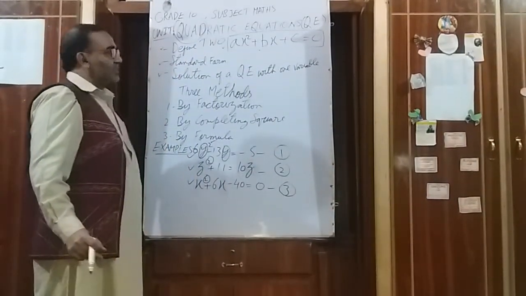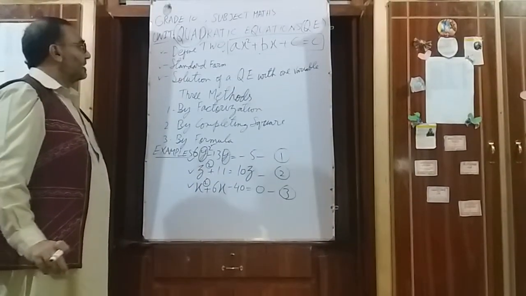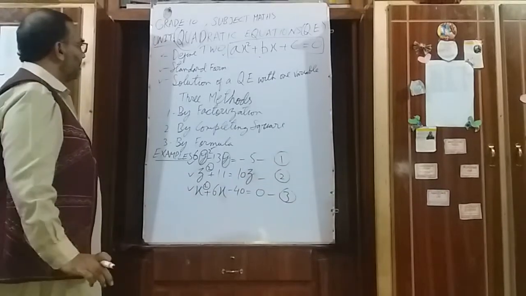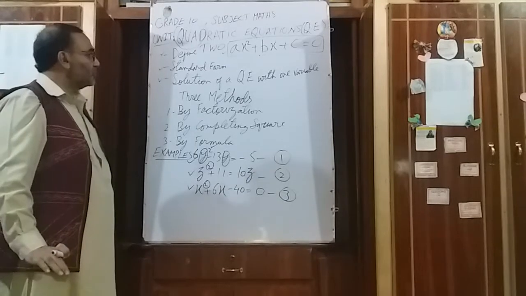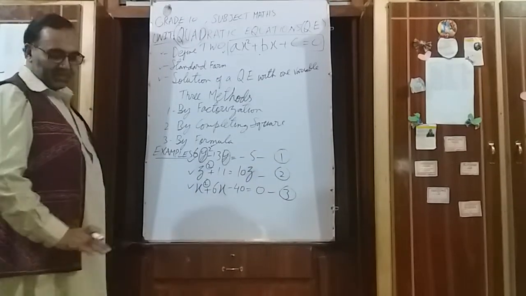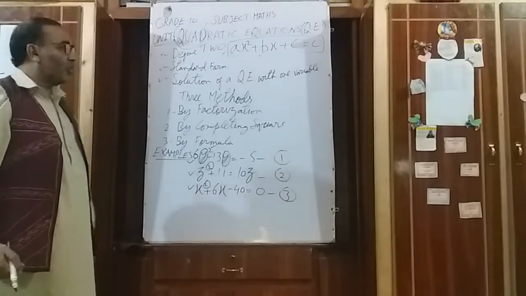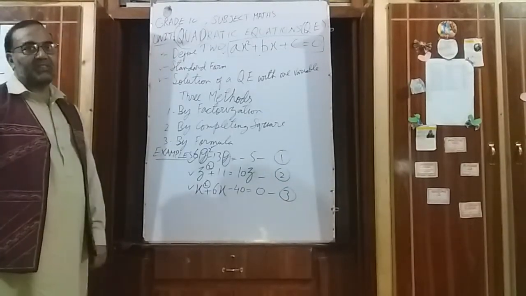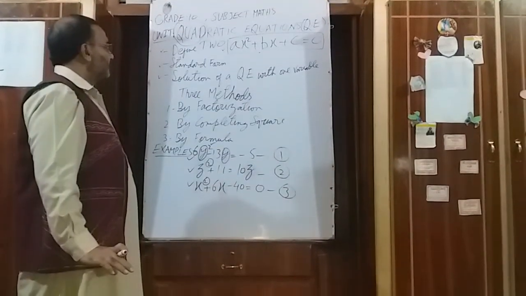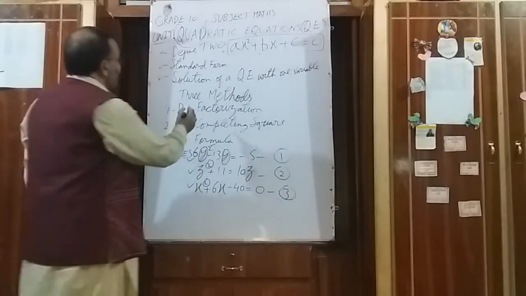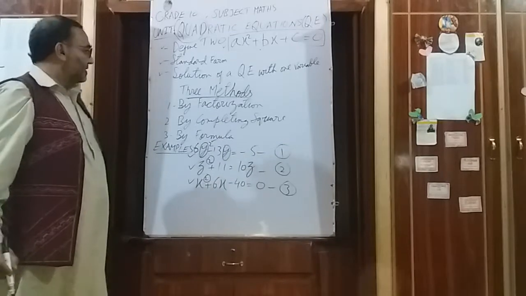The next step in each algebraic equation, like quadratic equation is also an algebraic equation, is that we will find its solution. And when we find its solution, for checking the solution, either it's right or wrong, we will put it in the actual equation and if it satisfies, then it will be the right solution. So there are three methods of solving the quadratic equation.